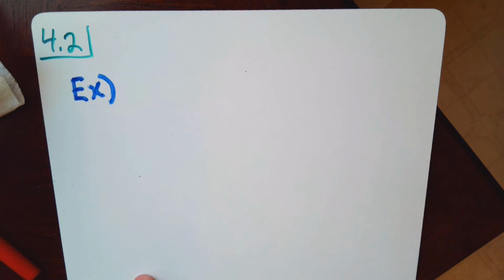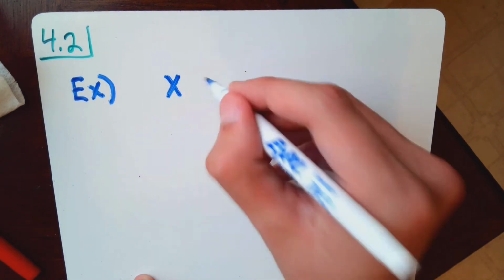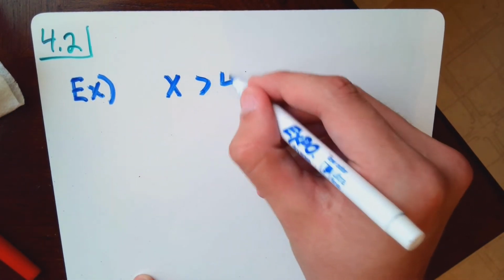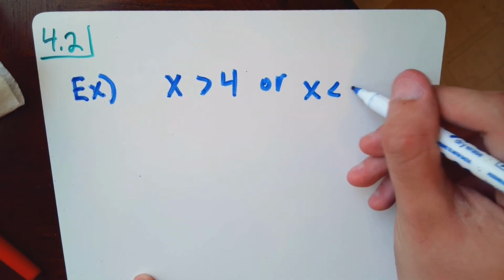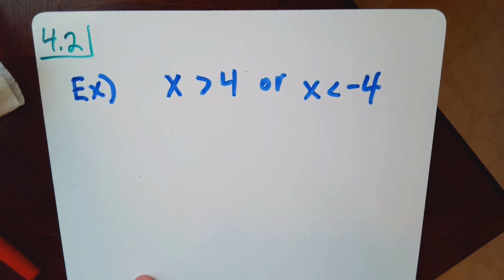So let's just say x is greater than 4 or x is less than negative 4. Let's see what this set looks like.